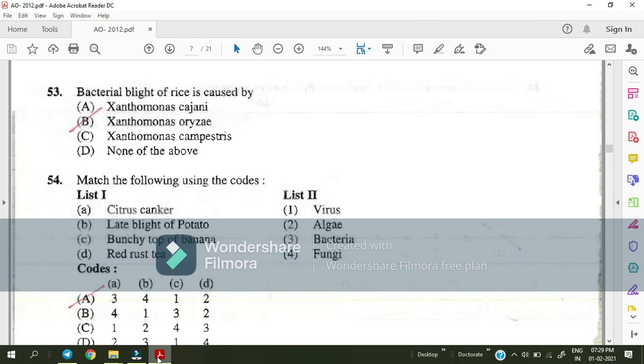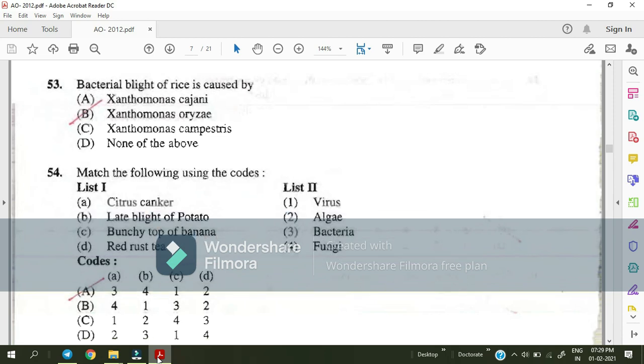Next, late blight of potato is a fungal disease. The scientific name is Phytophthora infestans. Next question, bunchy top of banana is a virus disease. The vector's scientific name is Pentalonia nigronervosa.